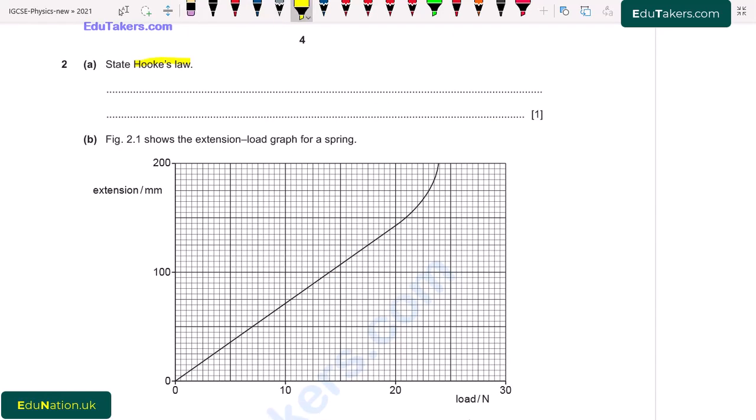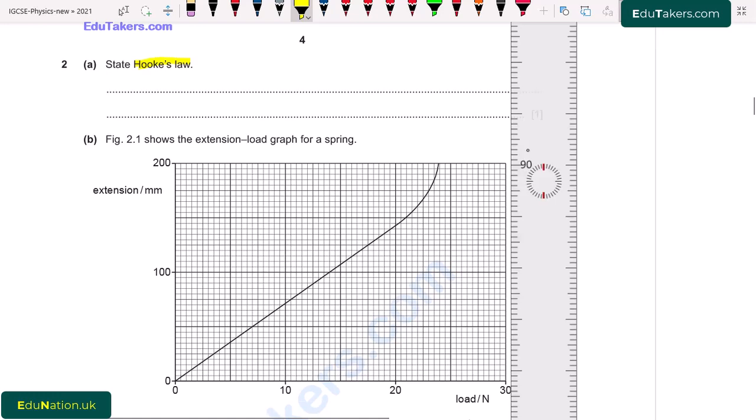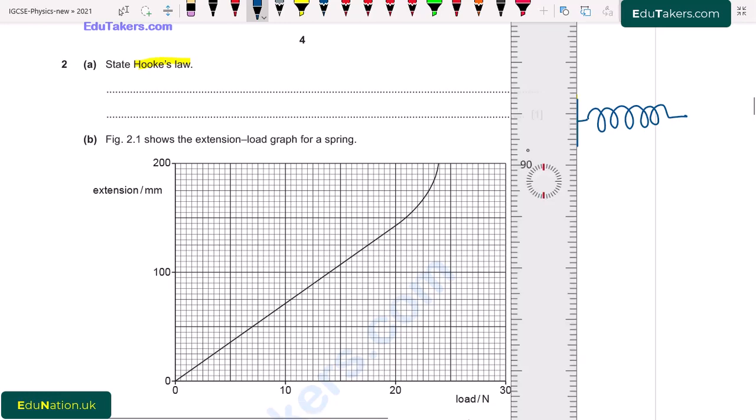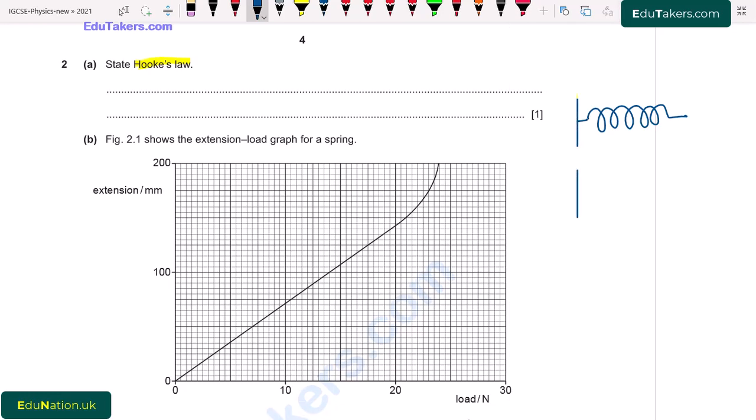Question number 2, part A, define Hooke's law. So here we have to define what is meant by Hooke's law. So if I consider a spring, it will be just like this, and if I connect it with a hard spot, and then it is the rest position of this spring, then I draw another, and I apply force on this spring, and this spring extended, it will be just like this.